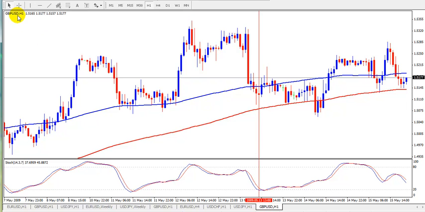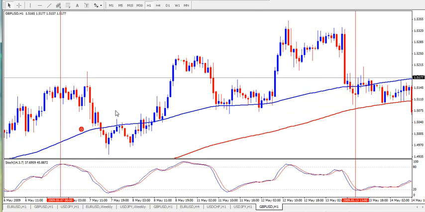What you have here is the cable 1 hour chart, and you can see that I have a 100 SMA and I have a 200 SMA on this chart, and I have some vertical lines here. At this vertical line, you can see that price is no longer honoring the 100 SMA, and it has started to actually honor the 200 SMA. This is a sign that the trend probably isn't quite as strong as it was back here.